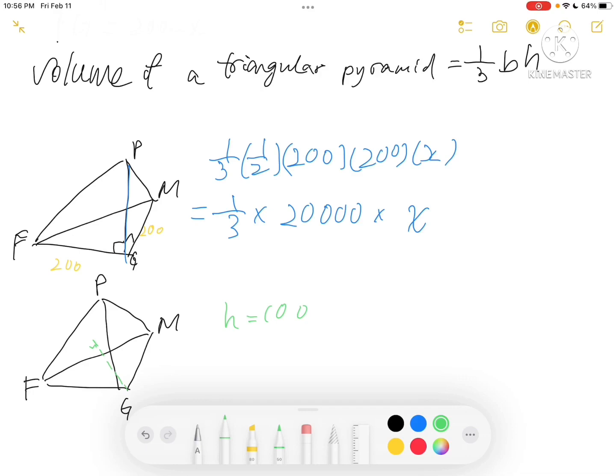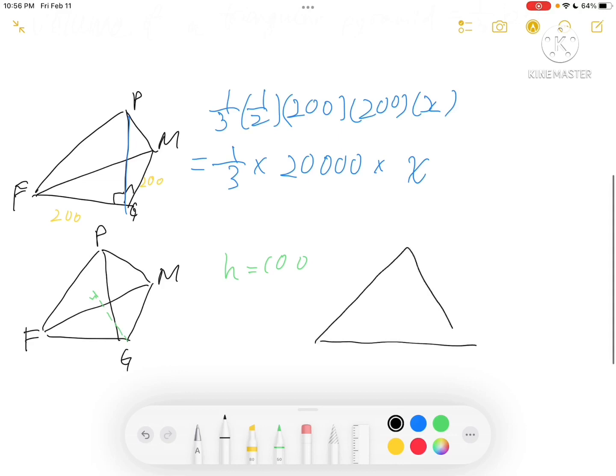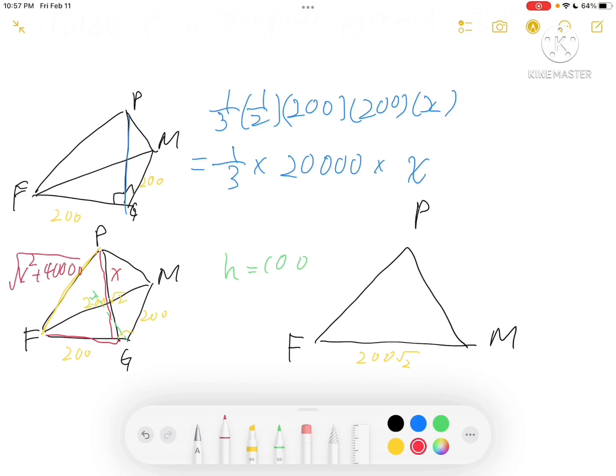And now we would like to find the area of the base, which is F, P, and M. Since FMG is a right angle triangle, let's draw FPM. This is 200, this is 200, so this one is equal to 200 square root 2. Then we can calculate FP with the Pythagorean theorem, because we know that FG is equal to 200 and this one is equal to X. So FP is the square root of X squared plus 40,000. And since it's an isosceles triangle, MP is also equal to this.